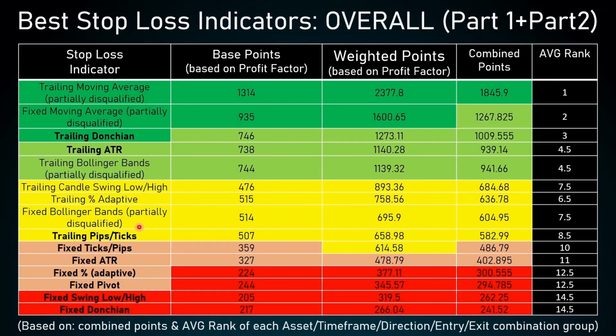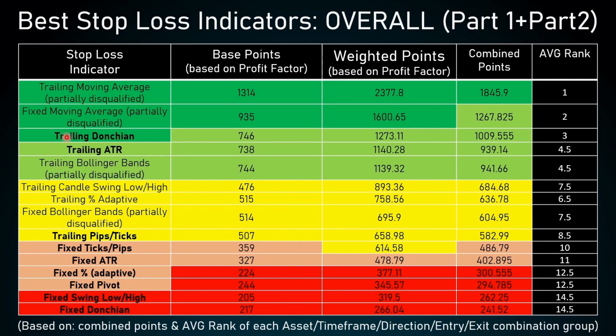Moving on, here is the summarized overall results of the best stop loss indicator part 1 and part 2 video. Considering both the fixed and the trading stop losses, the best overall trading stop loss is the moving average based trading stop loss, followed by the fixed moving average based trading stop loss, and then comes the Donchian channel based trading stop loss, the ATR based trading stop loss, and then the Bollinger Bands trading stop loss.